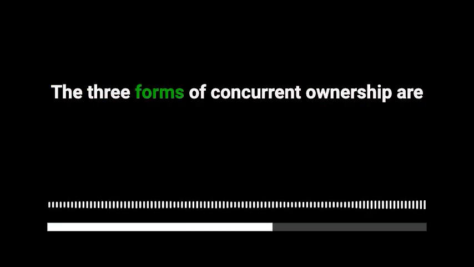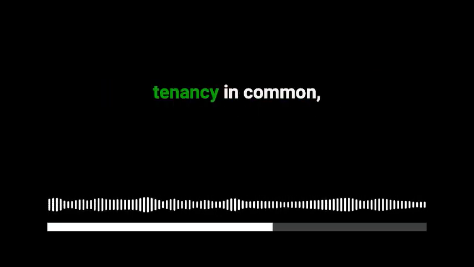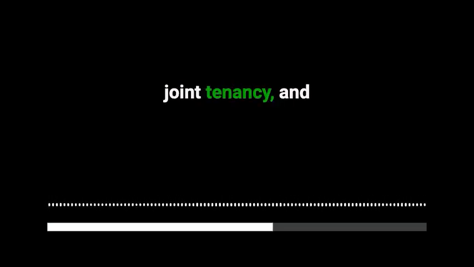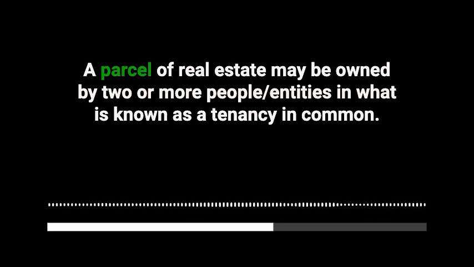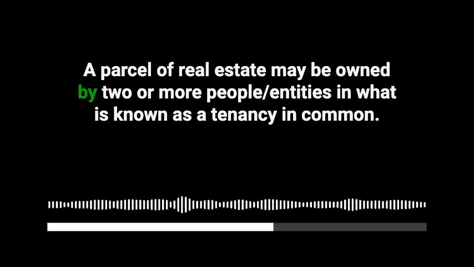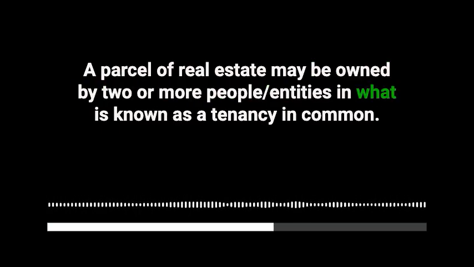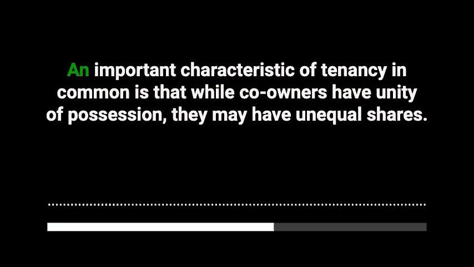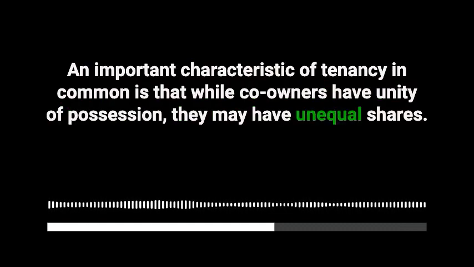The three forms of concurrent ownership are tenancy in common, joint tenancy, and tenancy by the entirety. Tenancy in common. A parcel of real estate may be owned by two or more people, entities, in what is known as a tenancy in common. An important characteristic of tenancy in common is that while co-owners have unity of possession, they may have unequal shares.